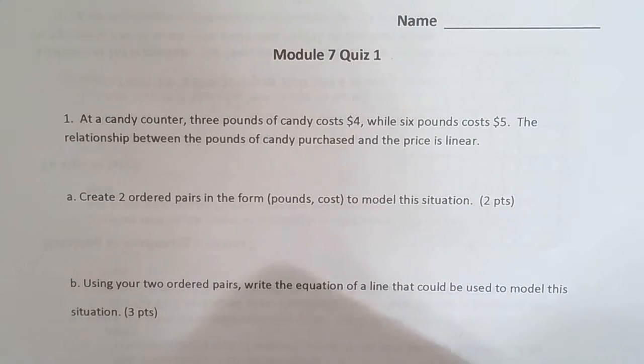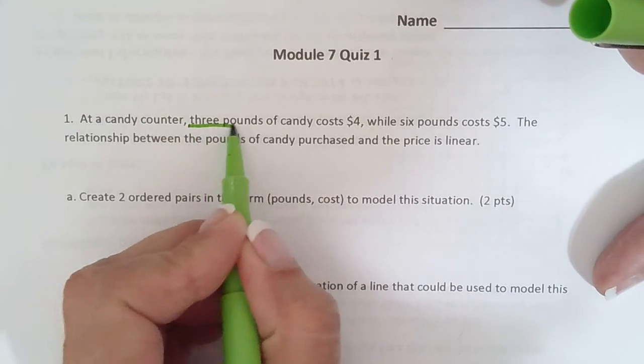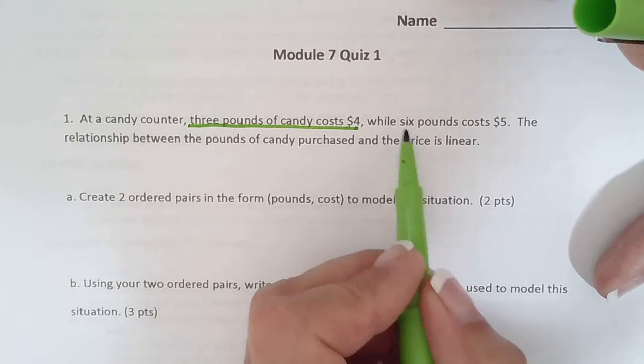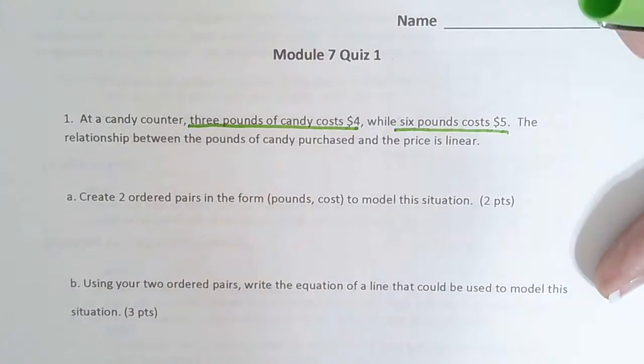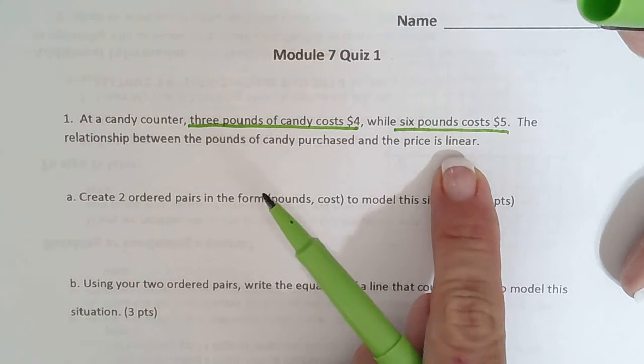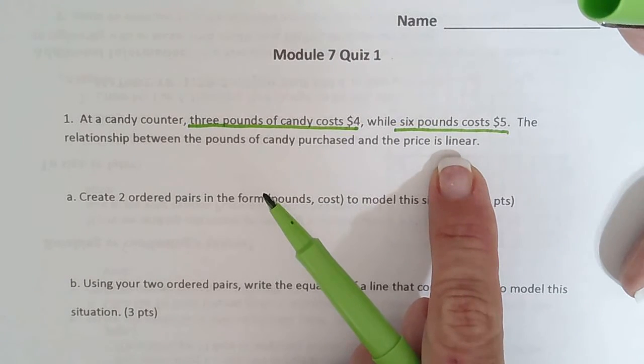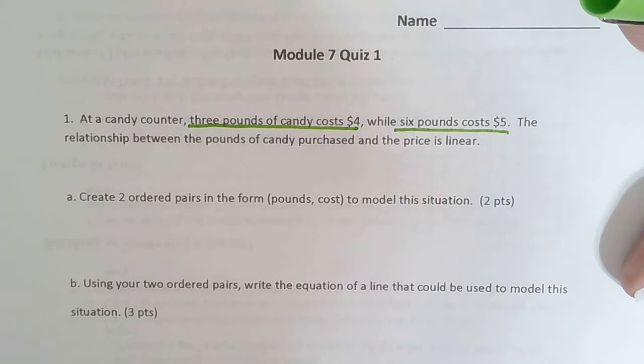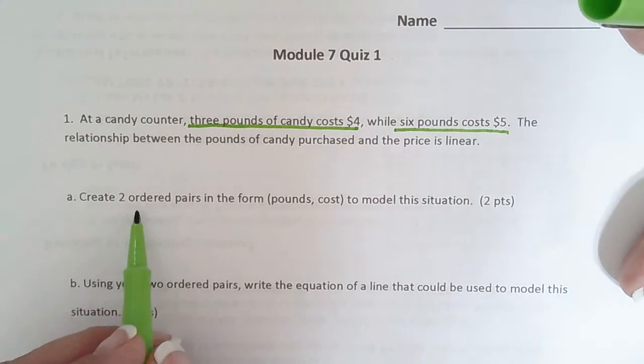Okay, this is the first quiz, and it's on writing equations. So we have a candy counter. 3 pounds of candy costs $4, while 6 pounds of candy costs $5. So the relationship between the pounds of candy purchased and the price is linear. What this means is you can write an equation y equals mx plus b, and it will graph as a line. So create two ordered pairs.